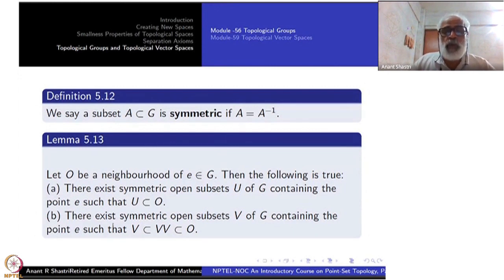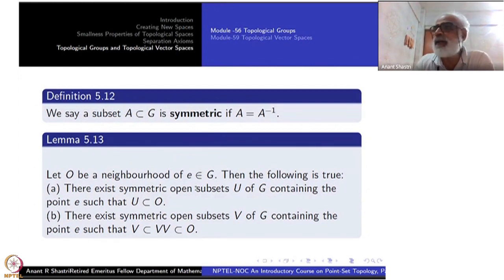Similarly, even more profound is, there exist symmetric open sets V of G containing the point E and such that V is a subset of VV, that is obvious anyway, okay? But VV itself is contained inside O. Now, see, V is symmetric, I can replace V by V inverse at my will. So this will imply a lot many things, that's what I told you. These are elementary observations to build up the topological theory.